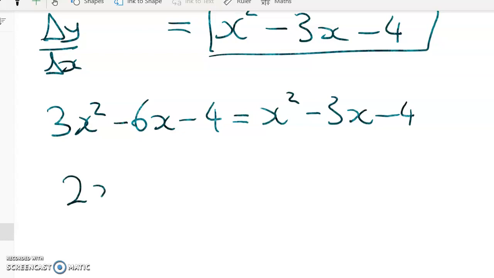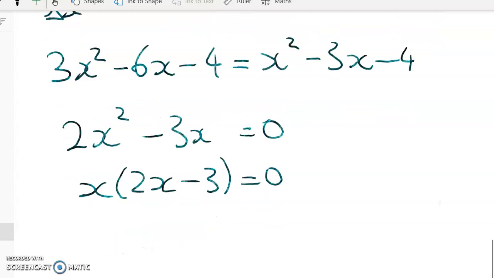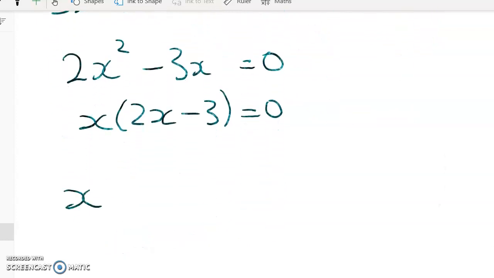Solving that equation, so that's a pretty easy quadratic, I get 2x squared minus 3x equals 0. And this is starting to look really cool now. So I've got x into 2x minus 3 is equal to 0. And look, I'm getting 2 points coming out. So x is equal to 0, or 2x equals 3, x is equal to 3 over 2.